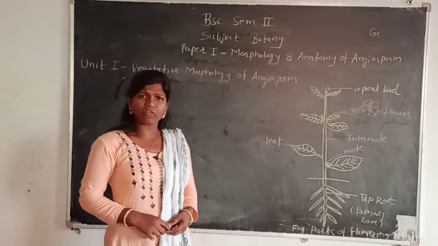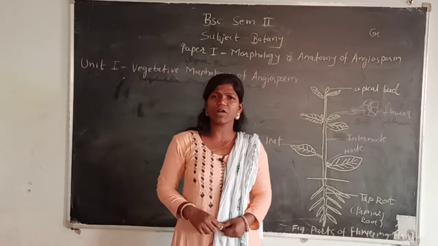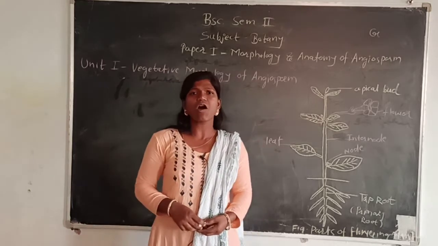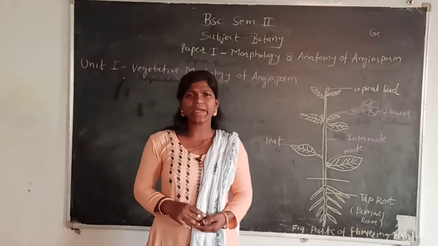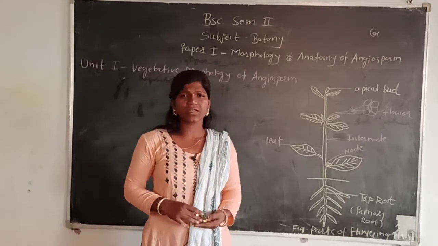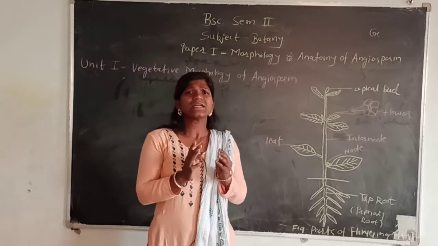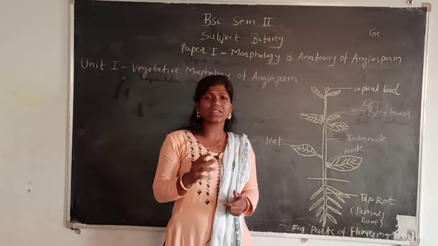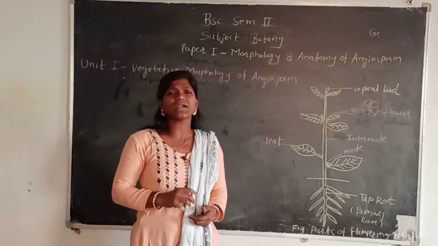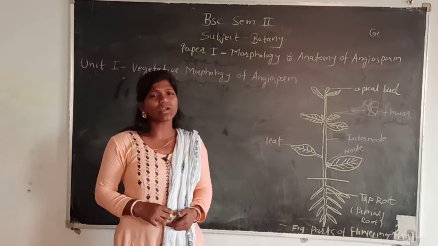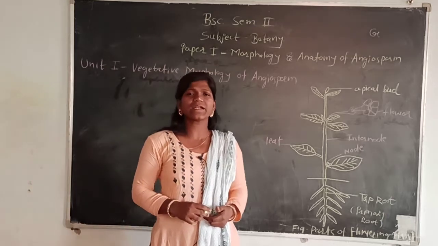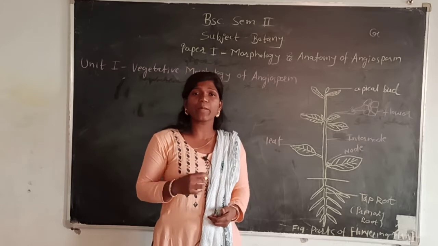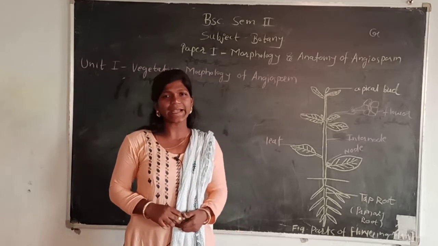Okay, so what is morphology? Morphology is the study of the external structure of organisms. They may be plants or animals. So what is the external structure? The external structure means the size, shape, structure and form. These are the external features studied under morphology. And what is anatomy? Anatomy is the study of the internal structure of organisms with the help of a microscope. That is called anatomy.